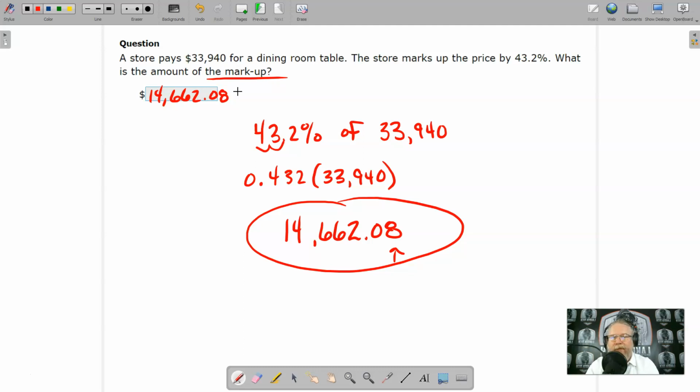That's more than I paid for my truck. Nice truck, too.